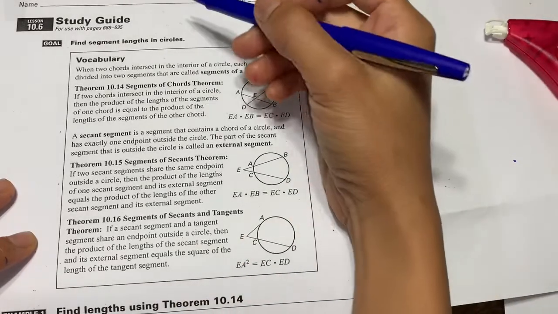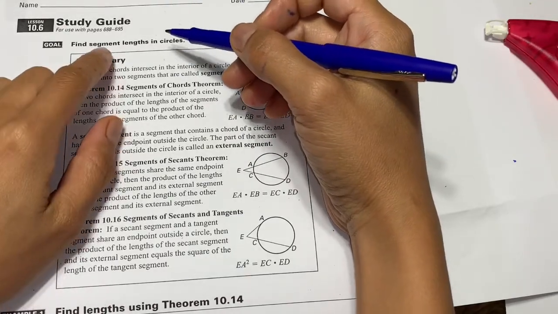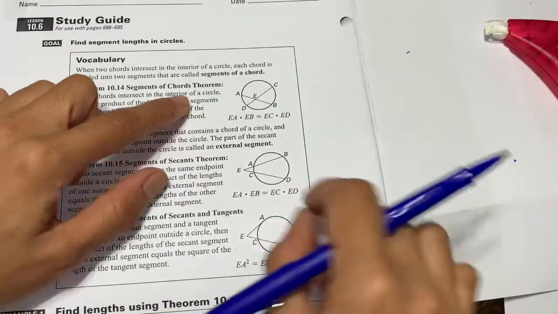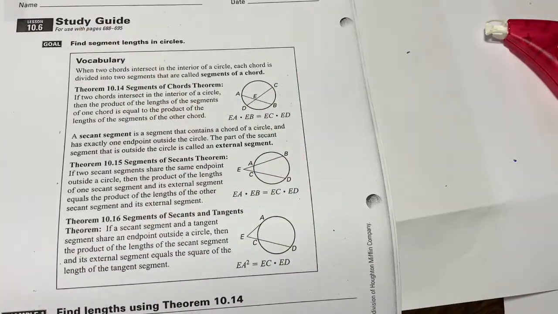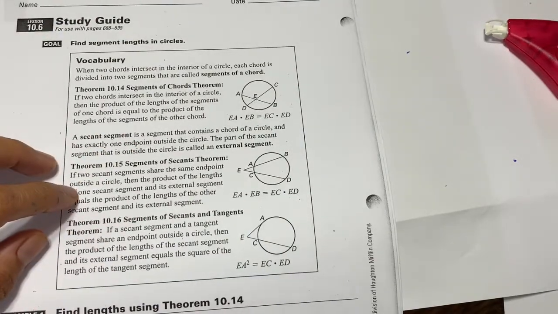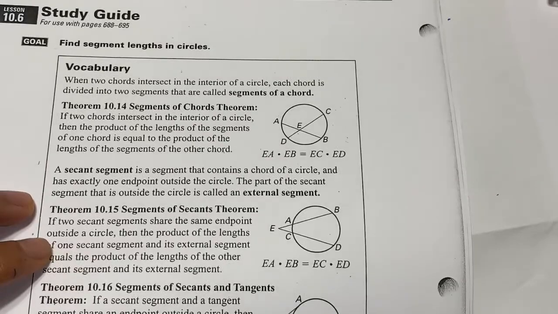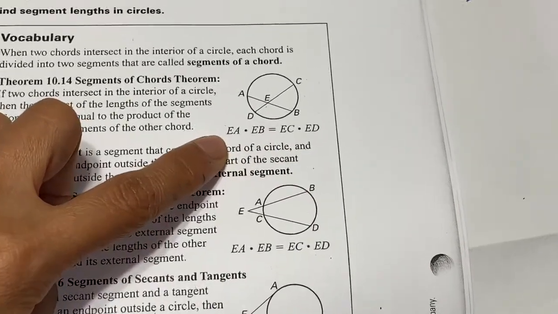Okay, next is 10.6. Finding segment length in a circle. So how long are the segments this time? Not angles anymore. Length of segments. Okay. There's 3 rules again for this section. 10.6. It's already drawn here, so I'm not going to redraw it.